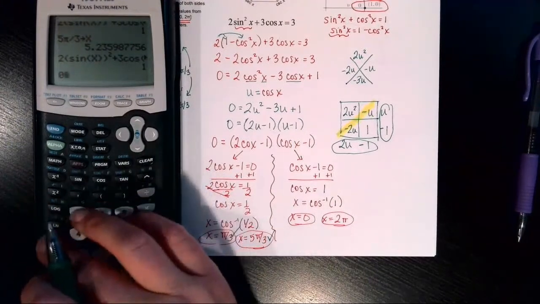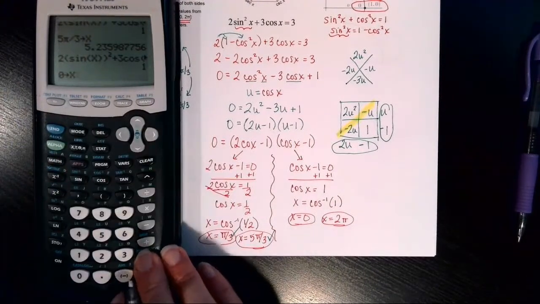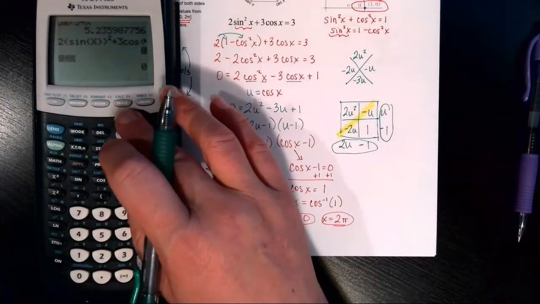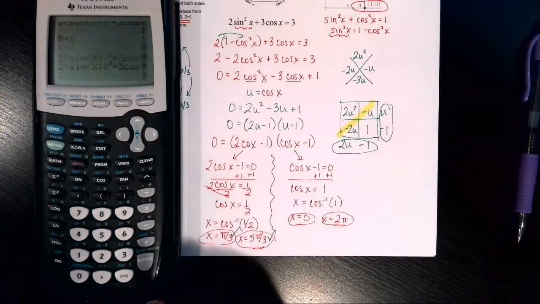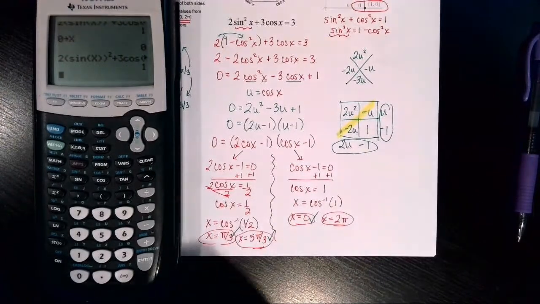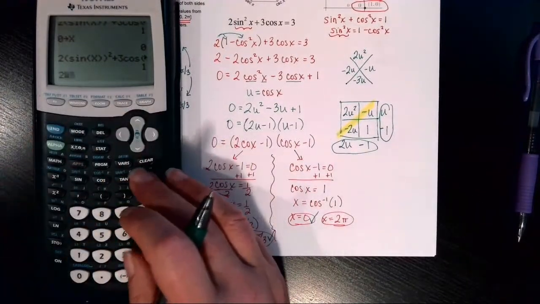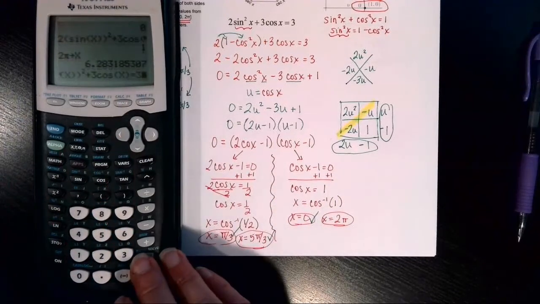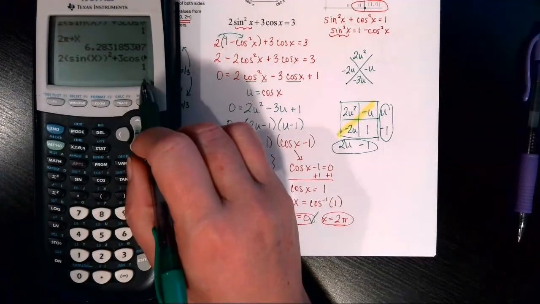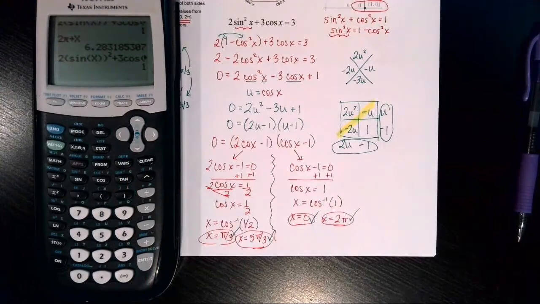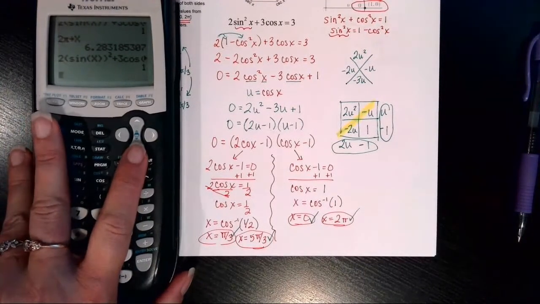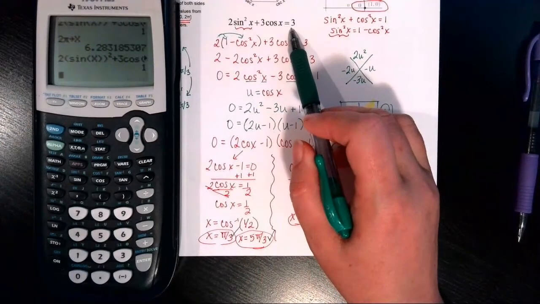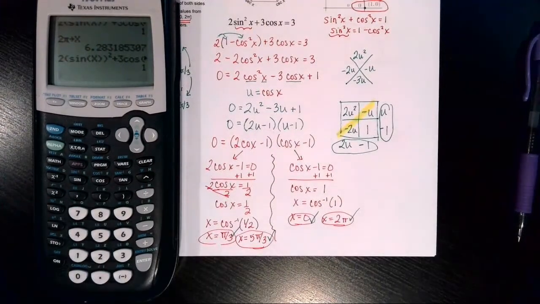Next, we're going to take 0 and store that as x in radian mode. Then we're going to grab that equation again, press enter, and it checks. Okay, then the last one, 2 pi, store x. We'll go back up and get the equation, press enter, and again we get a 1. And so all 4 of those are solutions to our trig equation, 2 sine squared x plus 3 cosine x equals 3 over the interval 0 to 2 pi.